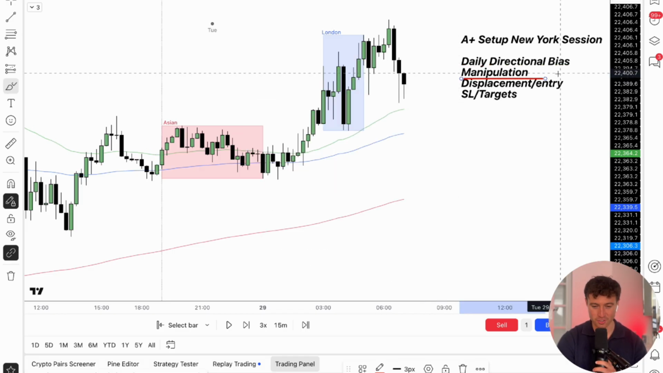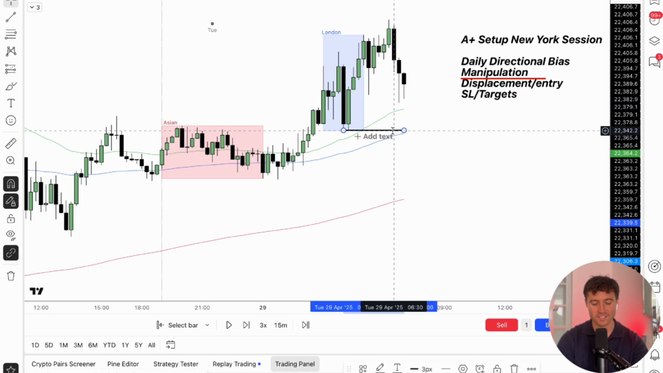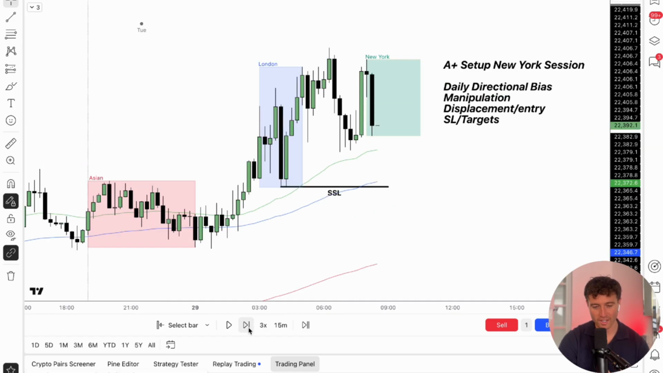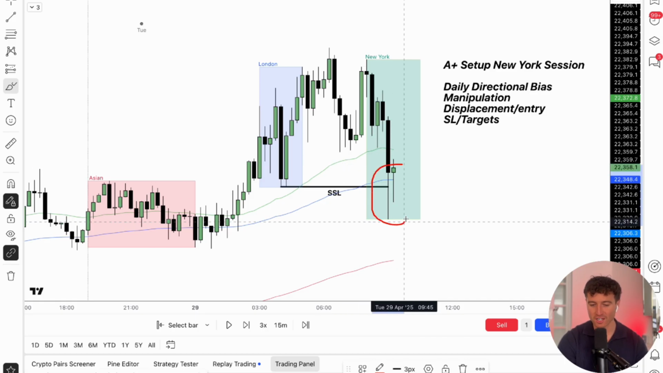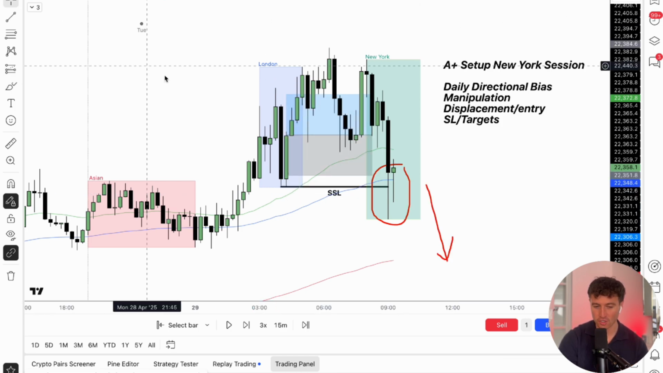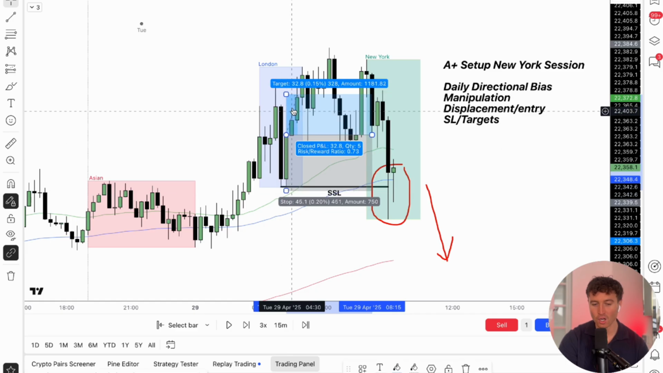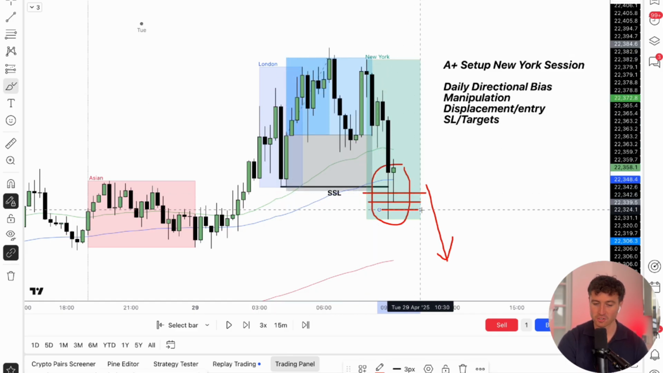Step 2, manipulation. Because this is an A+ setup in the New York session, we can identify sell-side liquidity below the London session low. So we're looking at the 15-minute time frame, and this is your manipulation right here. So we've raided the sell-side liquidity below the London session low. This will trap traders thinking that this is a breakout. Also, any buyers from the London session, their stop losses are going to be below the London session low. And so they will also be getting stopped out.